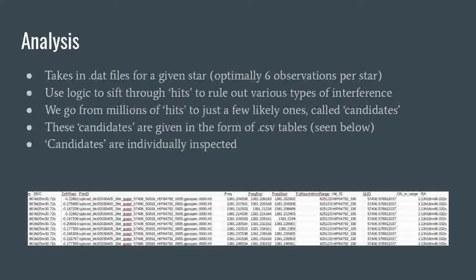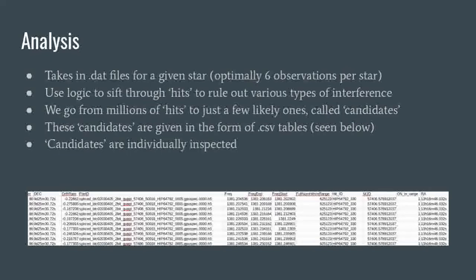We also use other types of logic to sift through these hits and rule out things that would likely be local interference or maybe even satellites. An example of another is that we will rule out anything with a drift rate of 0, because that would mean that there has to be a relative acceleration of 0 between the telescope and the transmitter, which almost definitely means the transmitter is on Earth. Now this step will narrow down millions of hits to just a few likely ones, which I call candidates.